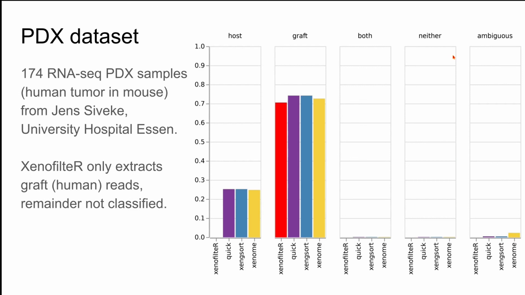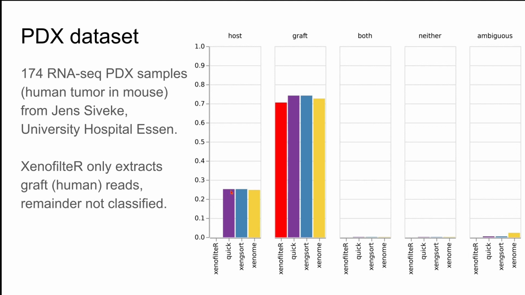Finally, let's look at a real application data set. We obtained 174 RNA-seq patient-derived xenograft samples from an internal collaboration partner, Jens Sieweke. Again, xenofilter only extracts the human reads and finds around 70%. Our Xengsort and Xenome find slightly more. Again, we see the effect that Xenome classifies more reads as ambiguous because it has stricter thresholds.